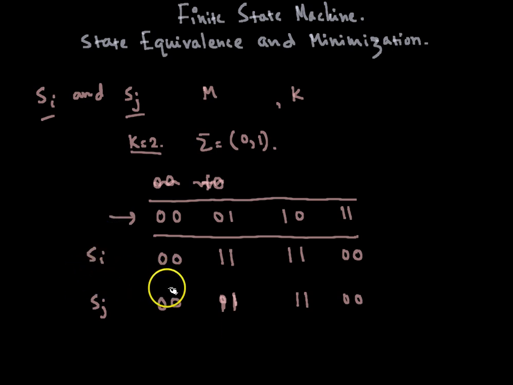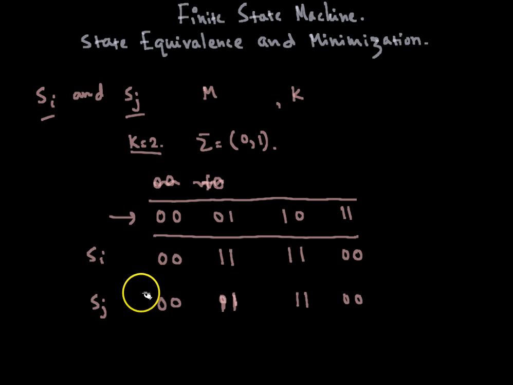Now obviously if they are equivalent of length 2, they are obviously equivalent of length 1. That means when we are supplying a string of length 1, they are also equivalent. Otherwise it's not possible. So if two states Si and Sj are k equivalent, that means obviously they are k minus 1 equivalent. Now what is k distinguishable?